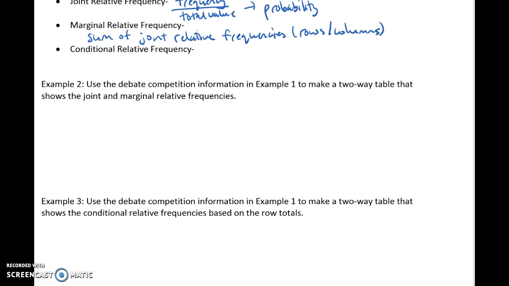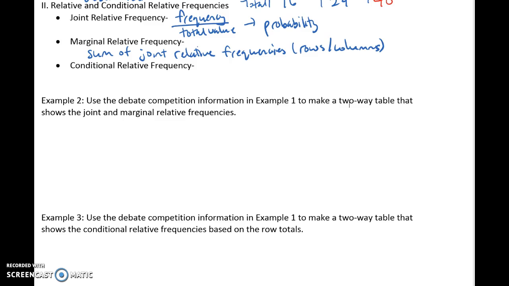Finally, conditional relative frequency is basically conditional probability. How do we find that in our two-way table? It's basically the ratio of your joint relative frequency, which is again the probability of each number in your two-way table, right, over the marginal relative frequency. And it's basically the row or column total that corresponds to that joint relative frequency. And we'll look at that in class, okay?